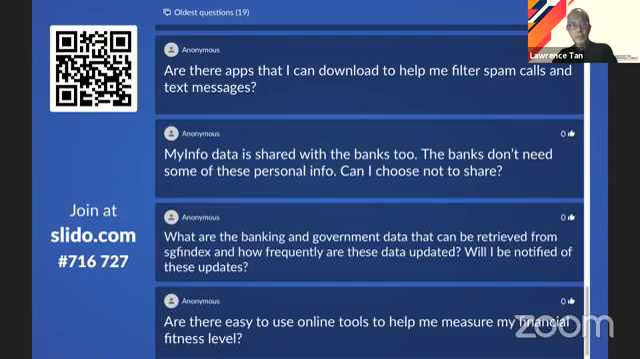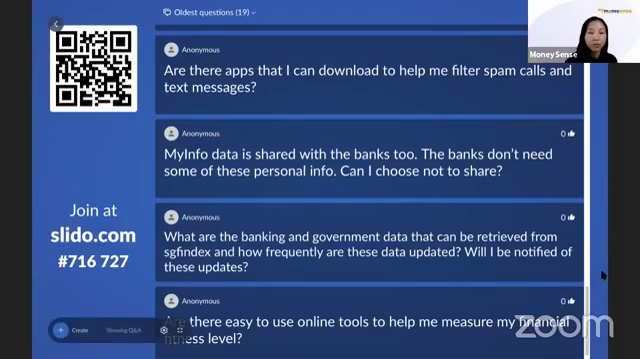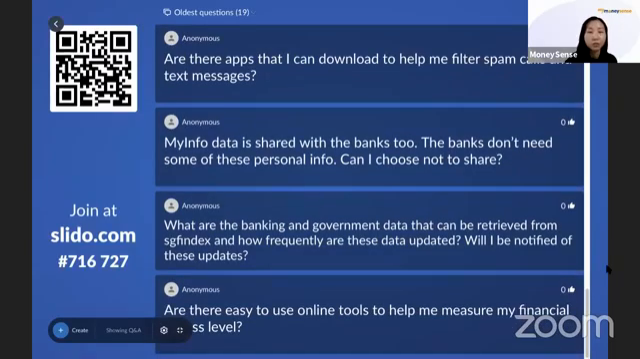Next question. My info data is shared with banks too. The banks don't need some of this personal info. Can I choose not to share? I guess they're asking whether they can pick and choose what information the banks need to know. Yeah, indeed. Today, for a start, there isn't such an ability to pick and choose, where you only want certain data shared but not others. All the data from the connected banks and MyInfo will be retrieved when you request retrieval using a bank's financial planning application or website. This is mainly to provide you with a consolidated overview of your personal financial health, and without some of the information, it may be a bit incomplete.